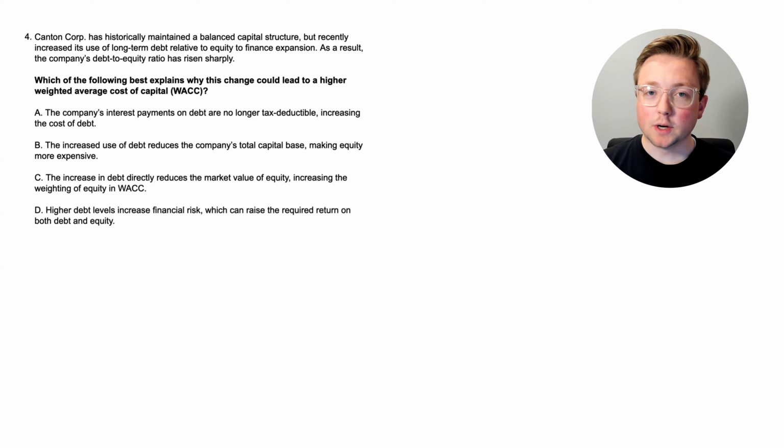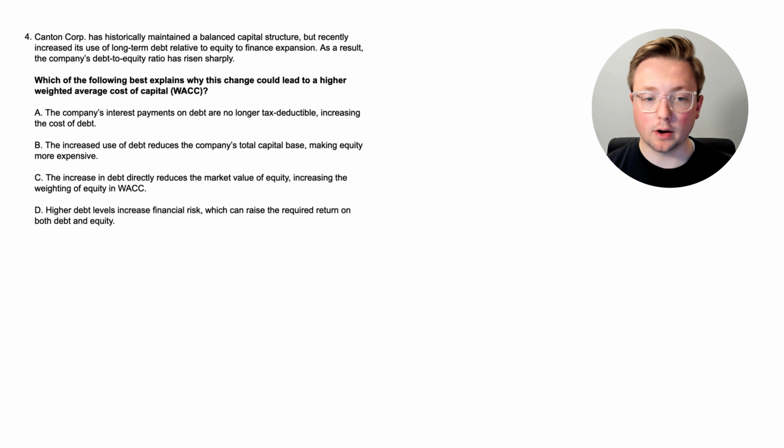All right, here we are at question 4. Which of the following best explains why this change could lead to a higher weighted average cost of capital? So which of them is going to explain it? Let's go to the top. Canton Corp has historically maintained a balanced capital structure, but recently increased its use of long-term debt relative to equity to finance expansion. As a result, the company's debt-to-equity ratio has risen sharply, so they have a lot more debt than they had before compared to their equity.